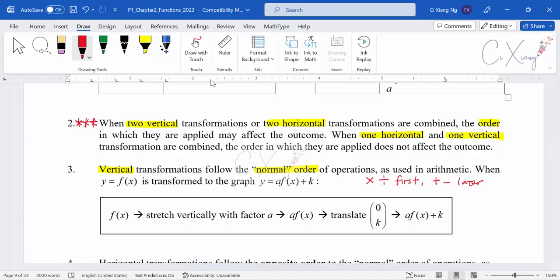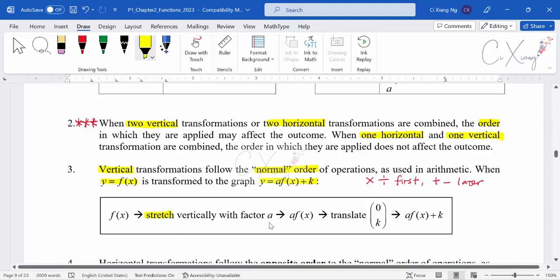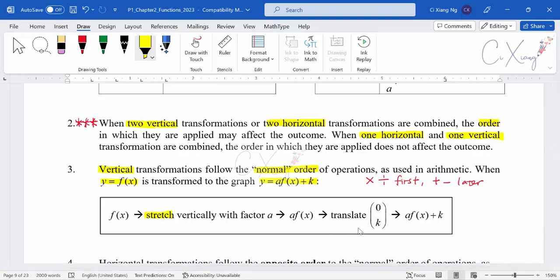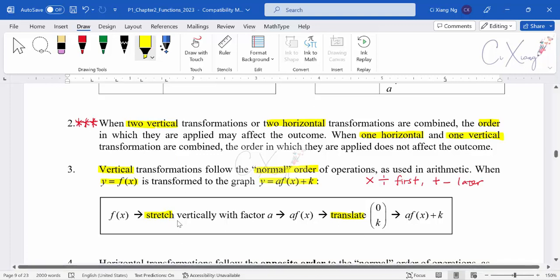So for two vertical transformations, we follow the normal order of operation. As an example, if I have y = f(x), and I transform it into y = af(x) + k, you can see that I multiply by a outside the basic function, and after that I add k outside the basic function as well. So what will the correct order be? The first transformation is the stretch, because a stretch means you multiply a number to the basic function from outside. Then you have af(x). After that, you add k outside af(x), and that is a translation. So in these two vertical transformations, the stretch comes first, followed by the translation. That means multiply or divide comes first, then plus and minus come later.